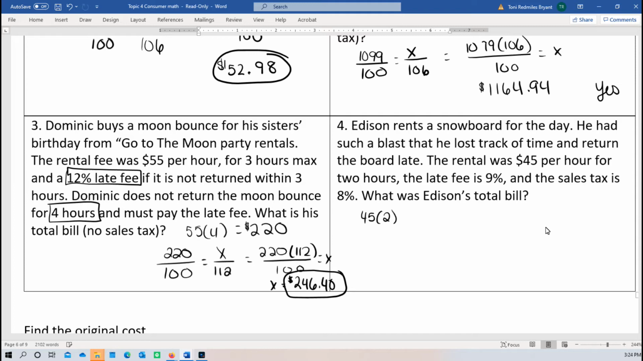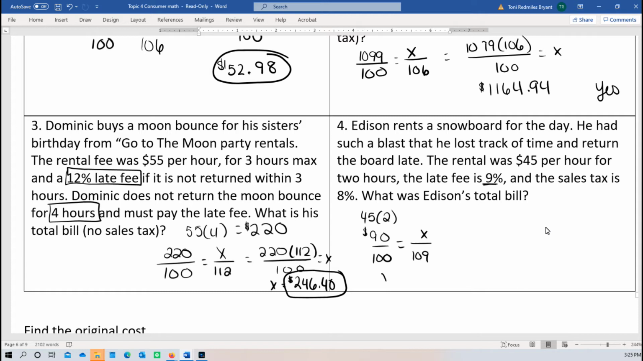So he returns it late and the rental is $45 for 2 hours. It doesn't tell us how many hours, let me make sure. Okay, so just 2 hours. So that is going to mean that he has to pay $90 for the snowboard and a 9% late fee. So let's figure out the late fee before we figure out tax. His late fee on it, because this is the way they would do it, they would do it consecutively because it's going to be less money if you don't.